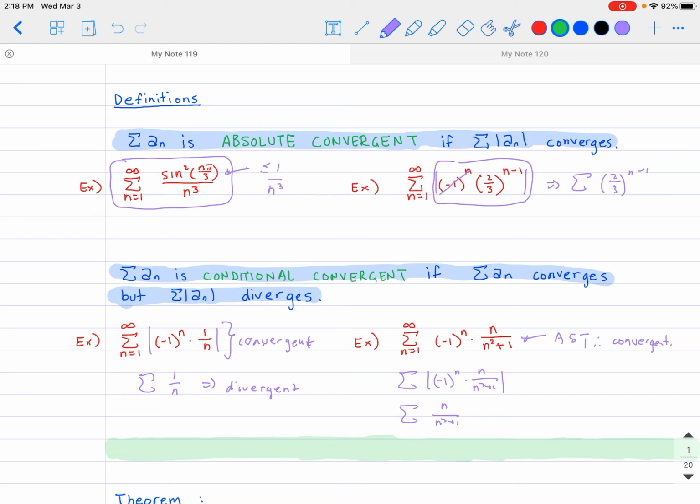This guy right here is going to be divergent. The reason is, well, you can go ahead and try the integral test in this case, and that is something that is not going to work out. So there it is. So there are some examples of each one.